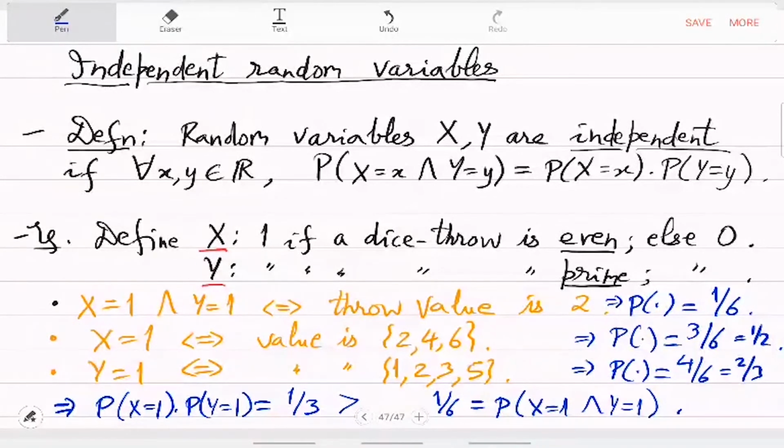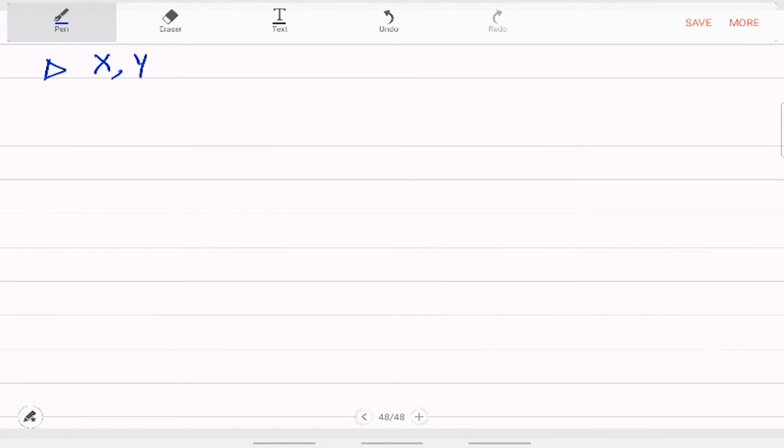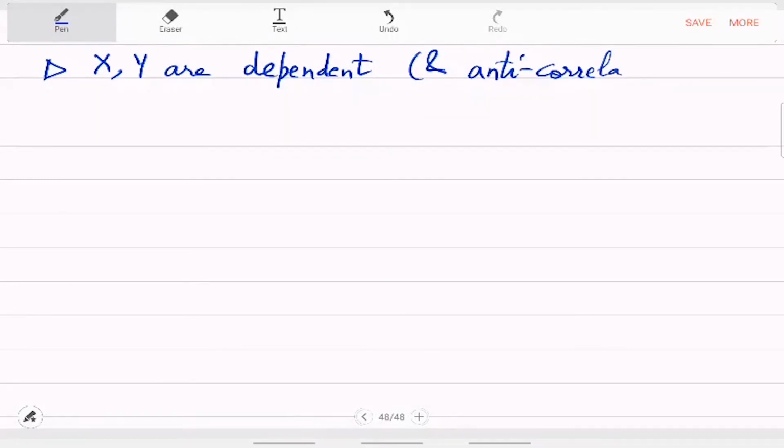So, to put it simply, the intersection has a smaller probability. These two variables are actually anti-correlated. If one happens, the other is likely not to happen. And in particular, they are dependent. So X and Y are dependent and anti-correlated, or negatively correlated. So you now also have a definition of positive and negative correlation, in terms of numbers.